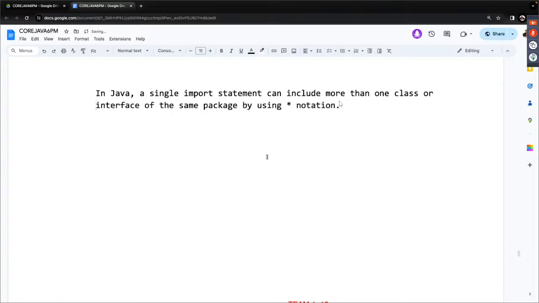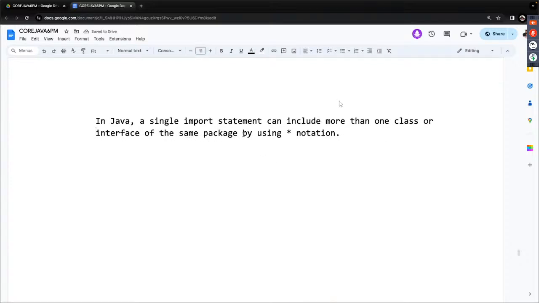Everybody put more concentration on what I am telling you. In Java, a single import statement can include more than one class or interface of the same package by using what notation there? Star notation. Example, observe carefully: import java.io.*. What is the meaning of it? This star can represent more than one class, more than one interface of the respective package. That means all classes and all interfaces of the respective package. But star notation is not possible with hash include statements.